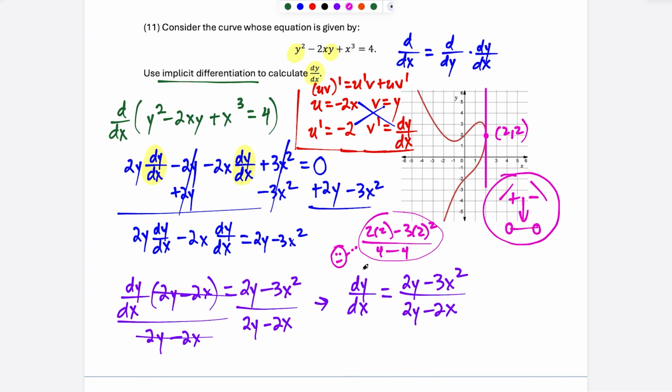And if your derivative dy/dx has division by 0 and your numerator is non-zero, you're going to have a vertical tangent line like this. Okay, so this is just supporting what is going on in the graph here. So our answer checks out.